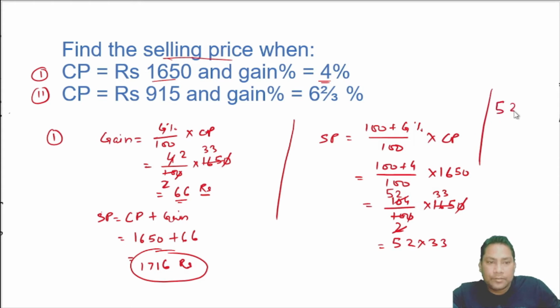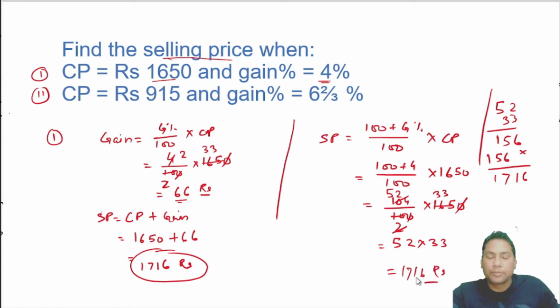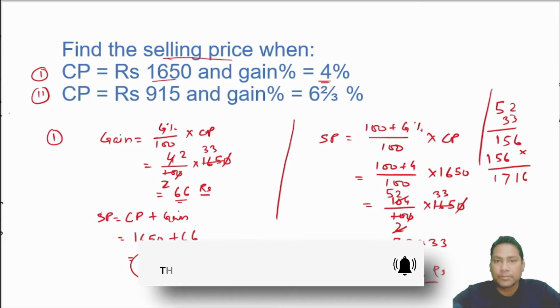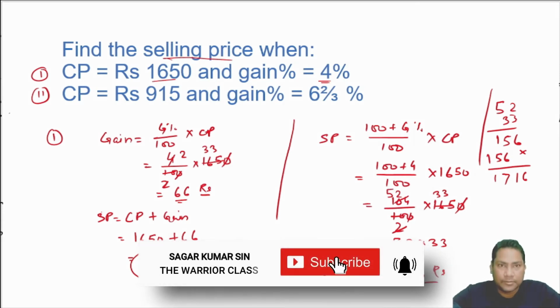So 52 and 33 we will multiply. 3 2s are 6, 3 5s are 15. 3 2s are 6 and 15. We will add this. 6, 5 and 6, 11, 1. 5 and 1, 6 and 1, 7 and 1. The answer is 1716. So in both the cases, the value of selling price is the same. There are two approaches to solve this type of problem. You can solve by any of the methods.